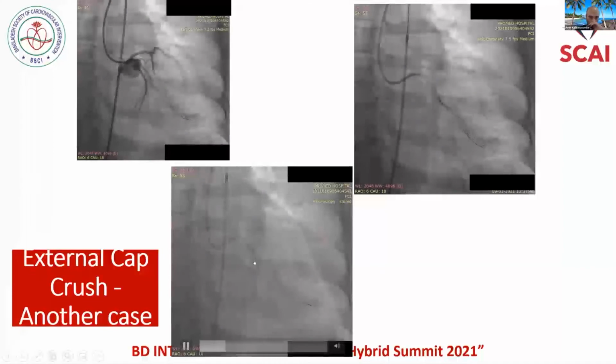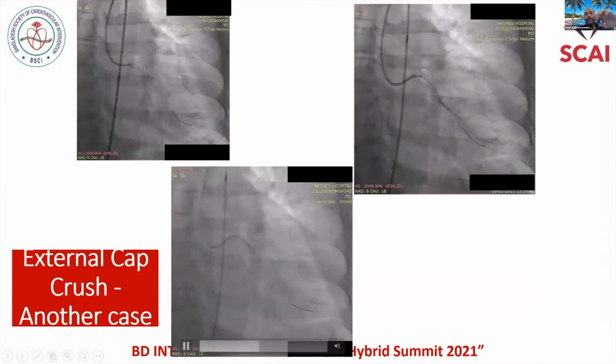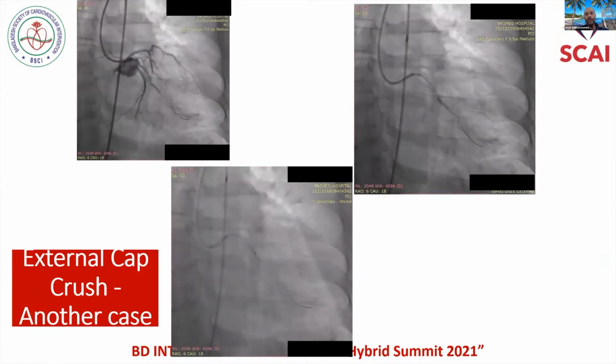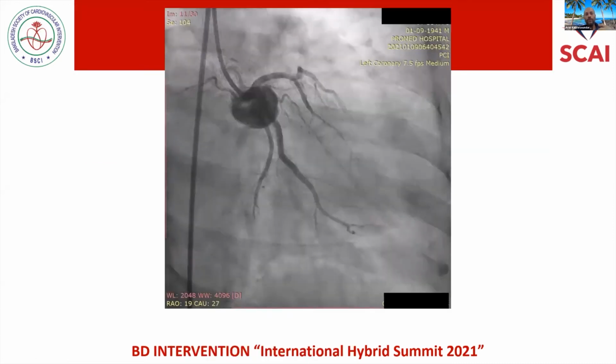So in general, CTOs can be challenging. There can be a lot of problems. Know your techniques, have a strategy, and good luck. Thank you.